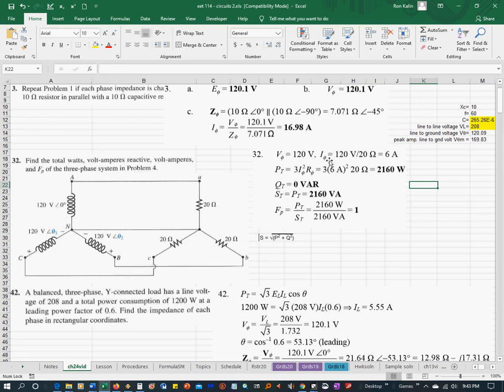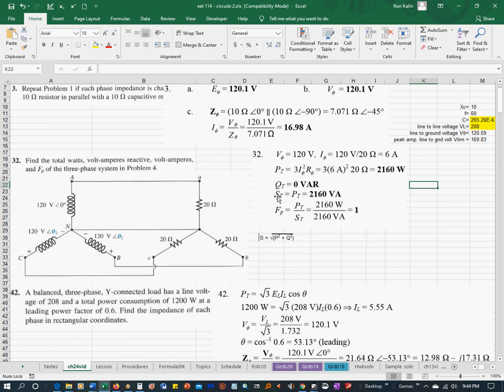And then the current, since it's Y connected, the current of the phase is going to be V phase divided by Z of the load, which is 20 ohms. That's going to be 6 amps. So there's 6 amps flowing through this resistor here. The total power is going to be 3 I squared times R, which ends up being 2,160 watts. The total reactive power is going to be 0 because there's no reactive components in here.